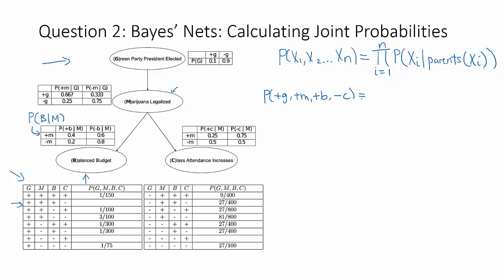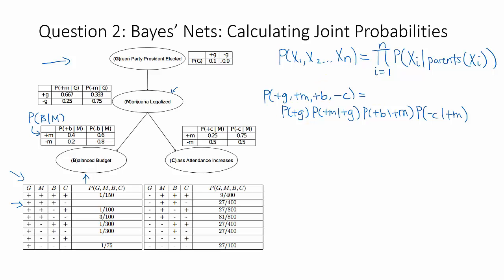So we can start with any node. Let's just pick g. The value we pick for g is P of plus g. That's because we have this plus g here. For the conditional probability table in the m node, we pick P of plus m given plus g. For the b node, we pick P of plus b given plus m. And for the c node, we pick P of minus c given plus m. So we can just read off these values, right?